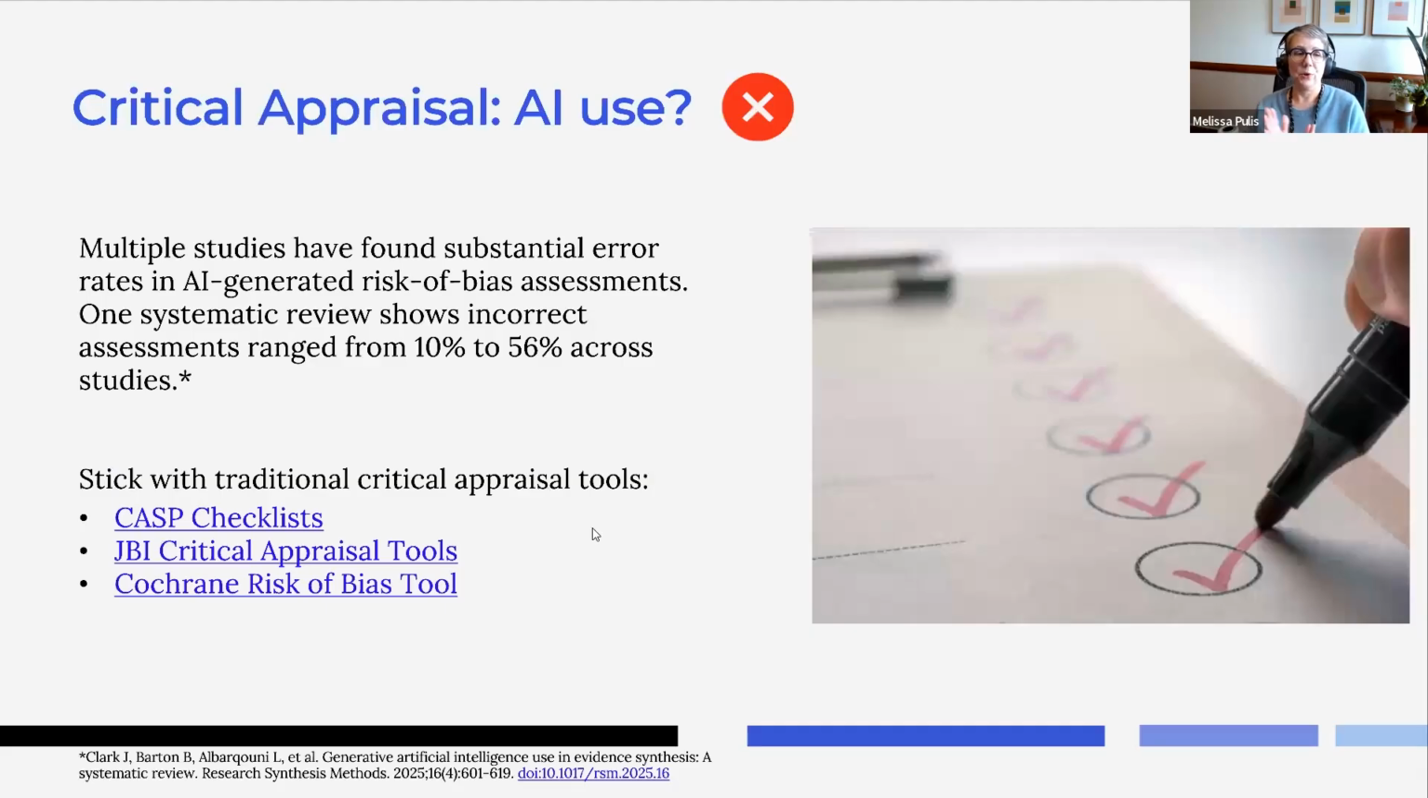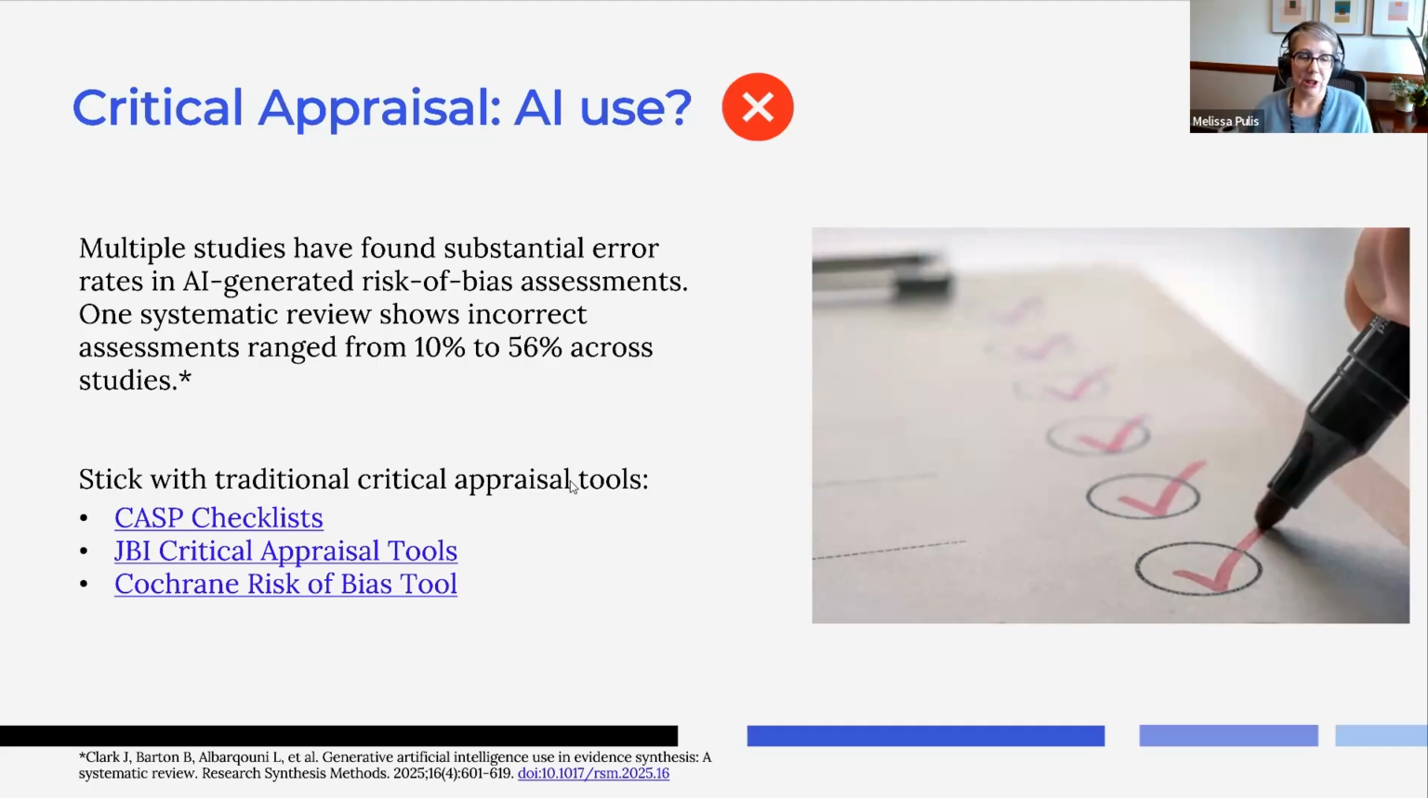So next up, we have critical appraisal. And in this case, it's another hard no for AI use. Multiple studies have found substantial error rates in AI-generated risk of bias assessments. One systematic review that I've cited here showed incorrect assessments ranging from 10 to 56%, and it's just not worth it. AI is not ready for prime time for critical appraisal.